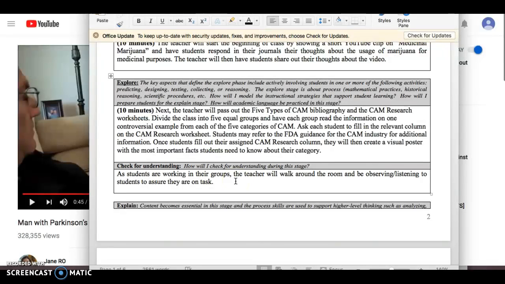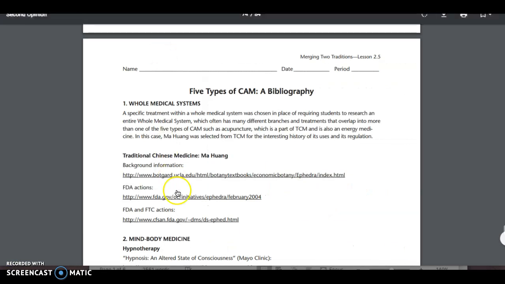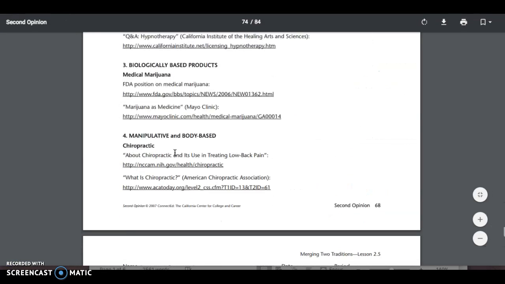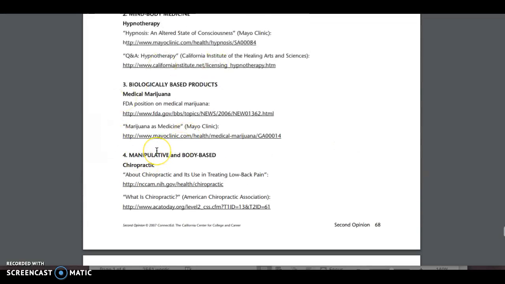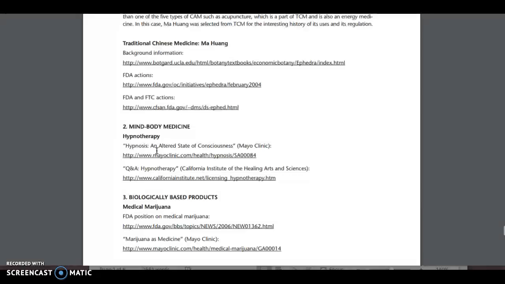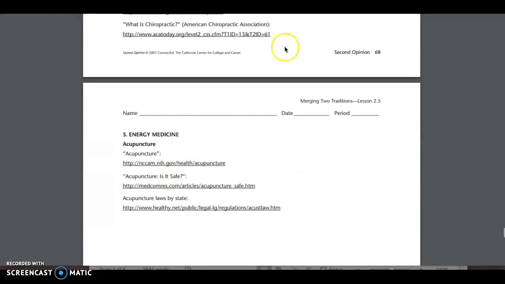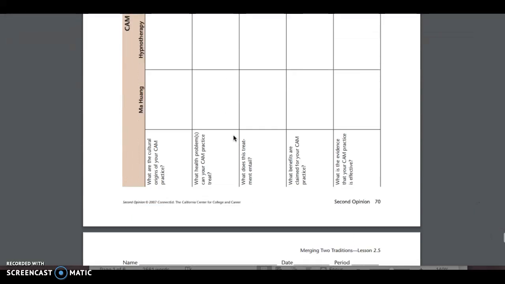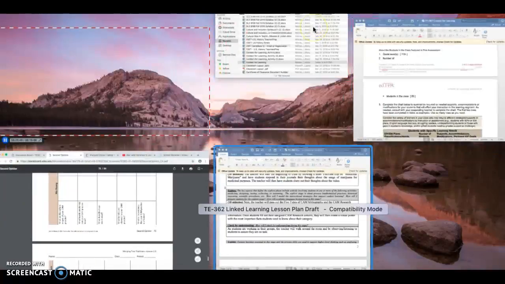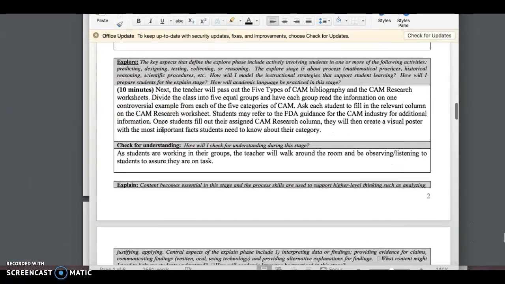This is where the teacher will pass out the 5 types of CAM bibliography, and that's what this looks like right here. They'll be researching in groups. They'll pick one of these, or be assigned one of these 5 categories, and then click on the links, research it, and fill out their CAM research worksheet, as you can see right here. So that's what they will be doing in the explore stage.